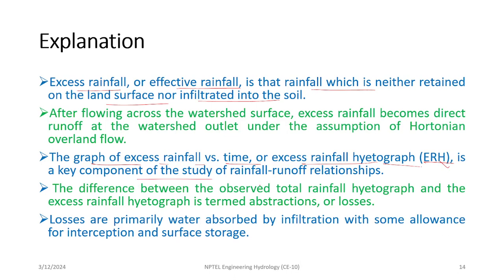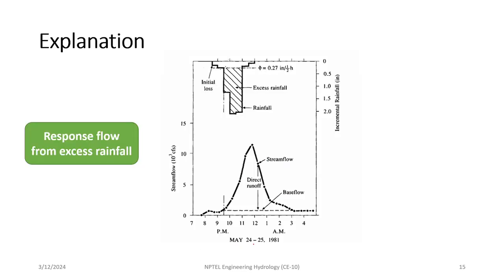That is important for studying the rainfall runoff relationship. And then you can also see that the difference between the observed total rainfall hydrograph and the excess rainfall hydrograph is termed as abstractions. We know that. Then losses are primarily water absorbed by infiltration, and they may also be intercepted or stored in surface depressions.